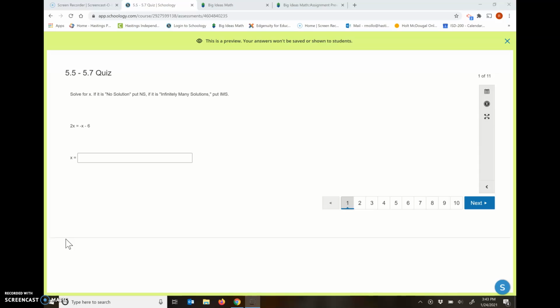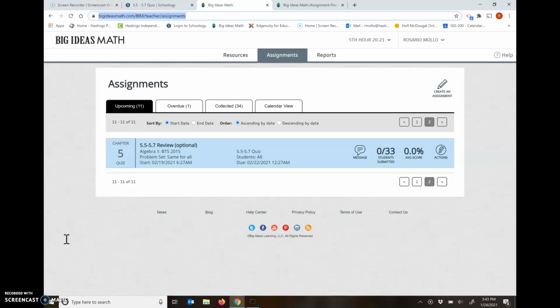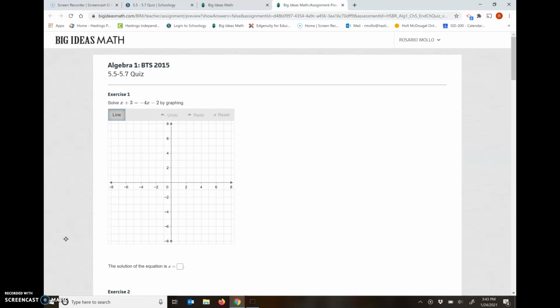So we're going to have two quizzes in this chapter instead of a quiz and a test, just because where we left off with the learning cycle, we just did 5.5, 5.6, and 5.7 this past week, instead of trying to remember stuff from 5.1 through 5.4 from a couple weeks ago. Like always, there is a review in Big Ideas that is optional. If you see it there, 5.5 to 5.7 review, optional. We'll go through that here in a second.